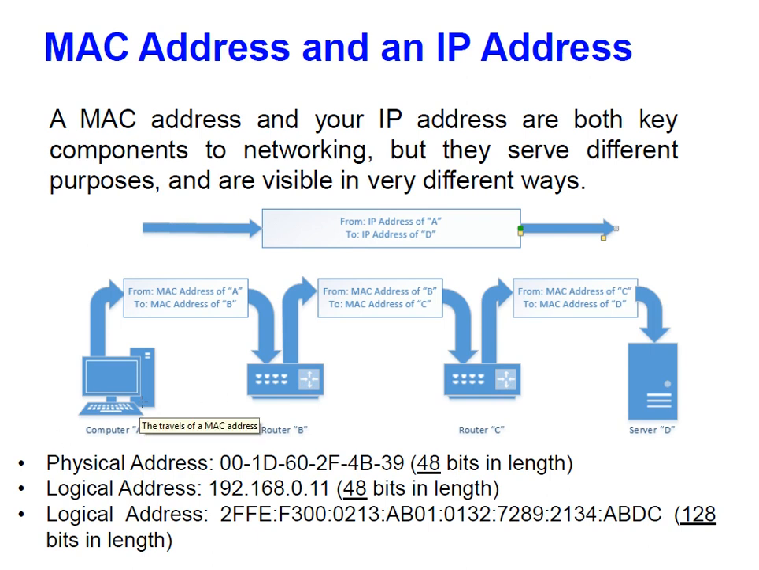Now here, if you try to see, there is a physical address I have shown. This physical address has 6 bytes: 1 byte, 2 byte, 3 byte, 4 byte, 5 byte, 6 byte, and this is defined in hexadecimal form. So 6 into 8, that is 48 bits in length. Logical address is defined like this one.